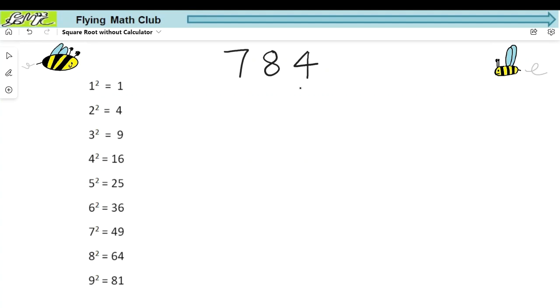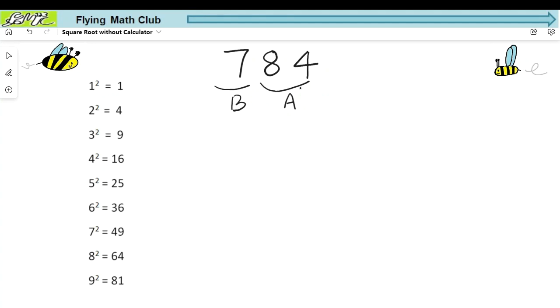784. First, separate the target number into two parts. We take the last 2 digits as part A, and the left as part B. Start from part A. 84, its last digit is 4.